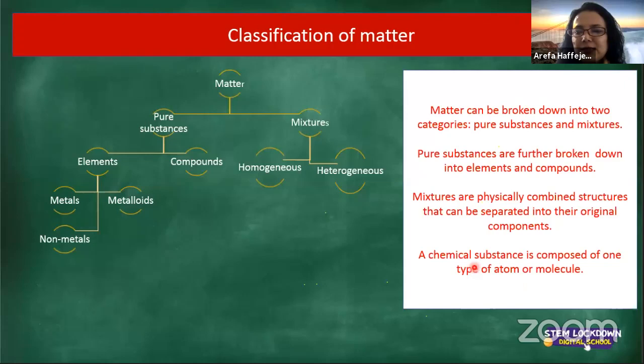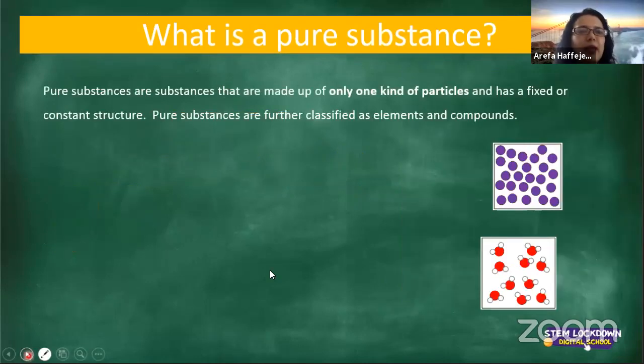And chemical substances are composed of one type of atom or molecule. So we're going to move on. So we have, what is a pure substance? So basically, a pure substance is a substance that is made up of only one kind of particle. So a pure substance is made up of only one kind of particle, and it has a fixed or constant structure. Now this means that the structure of this pure substance does not change.